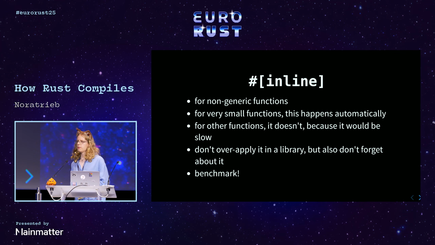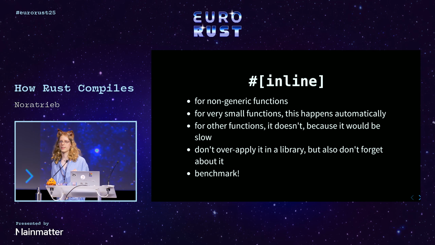Inline is only really useful for non-generic functions, because generic functions already get this instantiation mode by default, or rather they have to. For very small functions, like the add function, this actually happens automatically. We don't need to worry about it, so the example actually would have worked. But for every other function, it doesn't, because, as I said, if you have lots of duplicate functions, it's just very slow to compile. So if you're writing a library, you should consider applying the inline attribute to some functions where you've seen that your benchmarks can really profit from them being inlined across crates. But you shouldn't just throw it onto every function, because then the users will have very slow compile times and they will be sad.